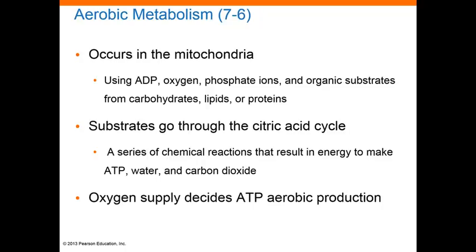One of the main ways that a cell generates ATP is aerobic metabolism. And as I was pointing to in the previous slide, that occurs in the mitochondria. So in order to make ATP with aerobic metabolism, you're going to be using ADP, using oxygen as a final electron acceptor and phosphate ions, and various other organic substrates from carbohydrates, lipids, or proteins, and you will be combining them through a series of chemical reactions called the citric acid cycle. Some of you may have learned it as the Krebs cycle, depending on who taught you biology. But basically what happens is you make ATP through the citric acid cycle inside of the mitochondria, and as a byproduct you also create water and carbon dioxide.